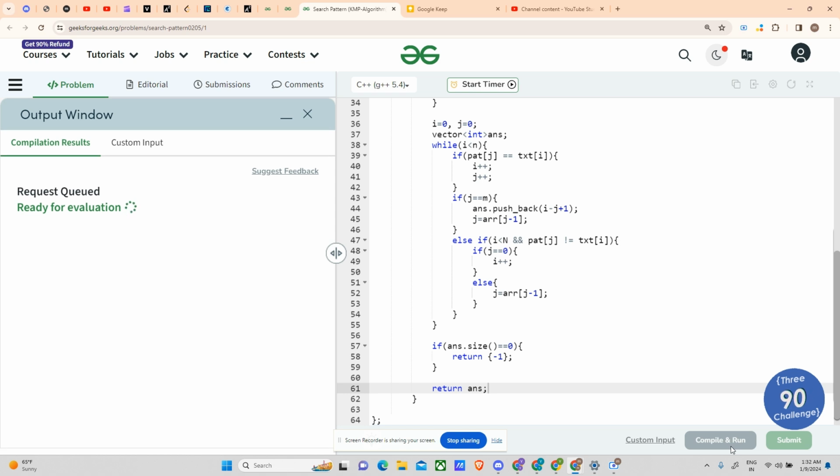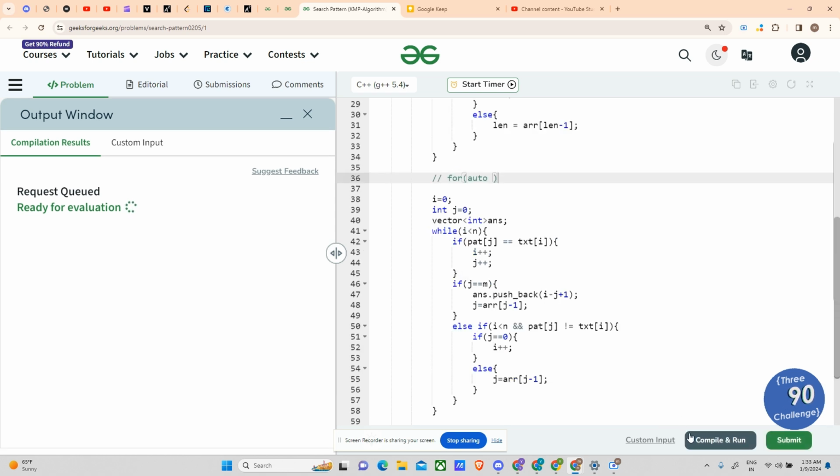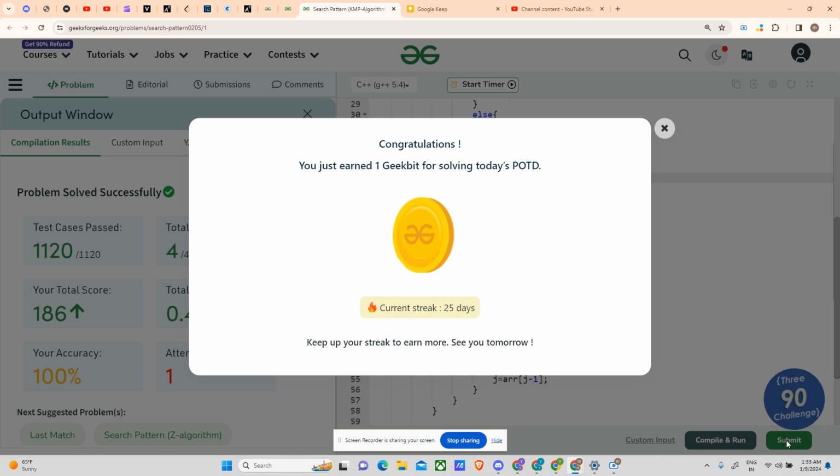Let's compile and run it. So it's running fine for compile and run. Let's try it for submit also. Running fine.